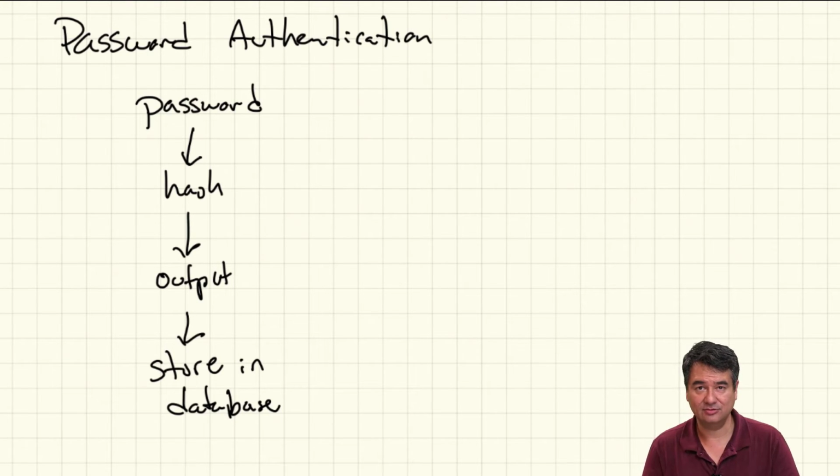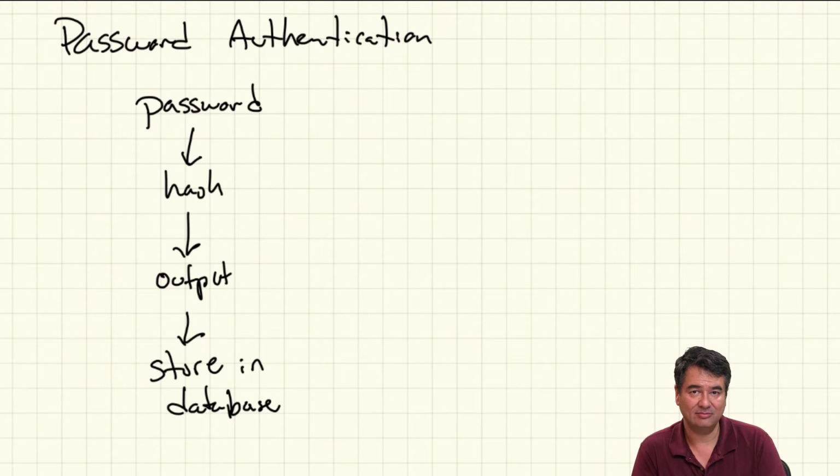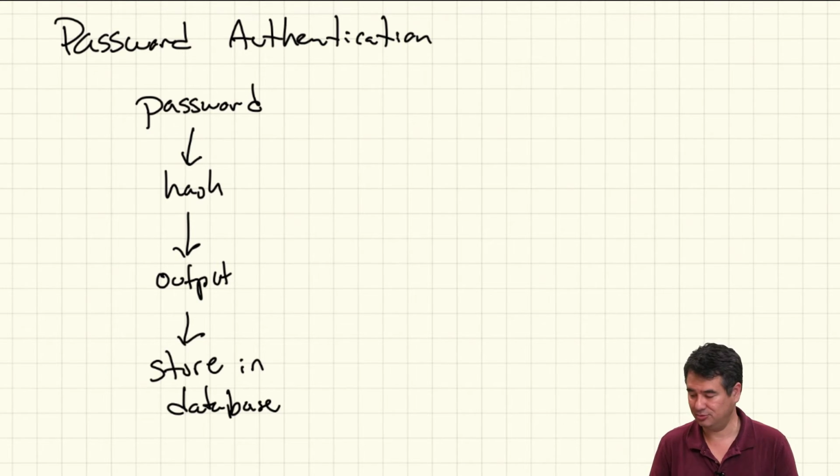So how do passwords actually get cracked? Well, since you can't reverse them, the most straightforward way to crack passwords is just what's called a brute force algorithm.